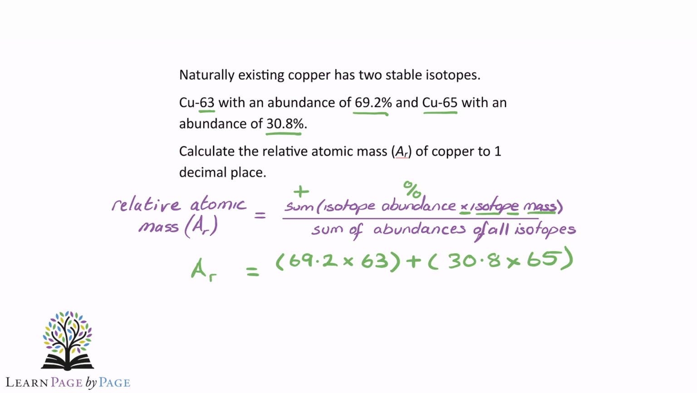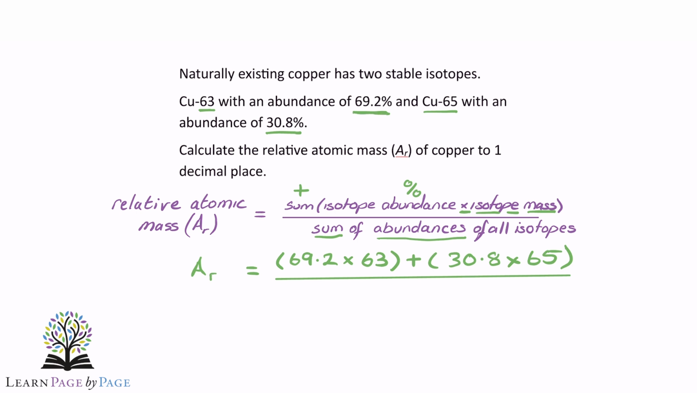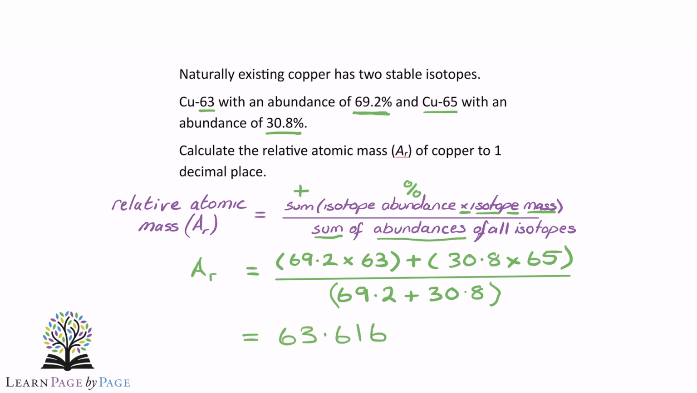Now we're going to divide all of that by the sum of the abundances. This will equal 100. So our first one was 69.2 plus 30.8. They wanted the answer just to one decimal place. That would equal, put the full amount in first and then correct that to one decimal place. I've often seen questions where a mark is given for that value, so don't leave it out. But our correct answer is 63.6.